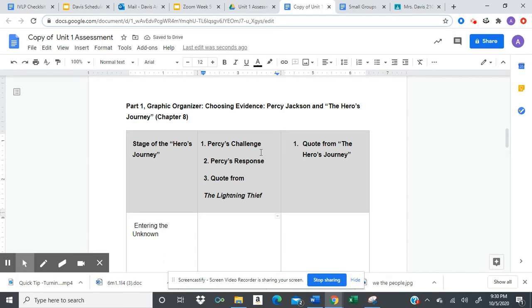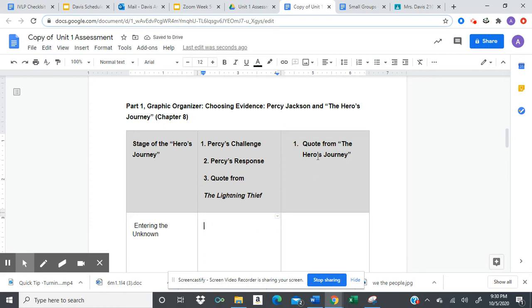Then you're going to want to answer Percy's response. So how did he respond to that challenge? Lastly, you're going to want to quote from the Lightning Thief. This quote should relate to his response. In the text on page 107, it states, and then you're going to put your quotation marks. This is exactly what we did yesterday.